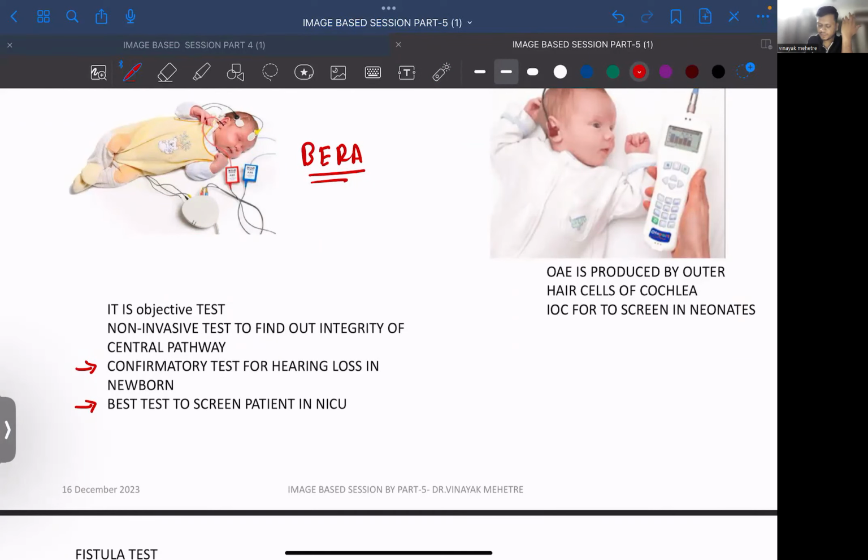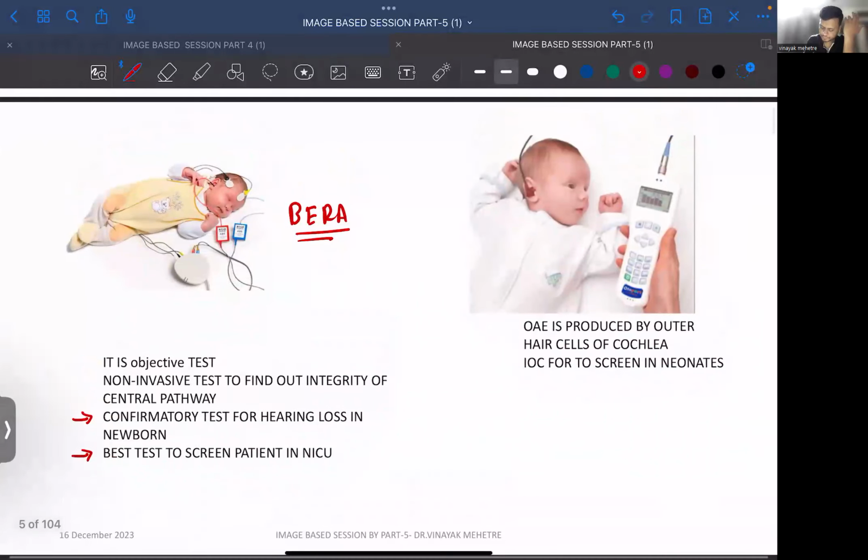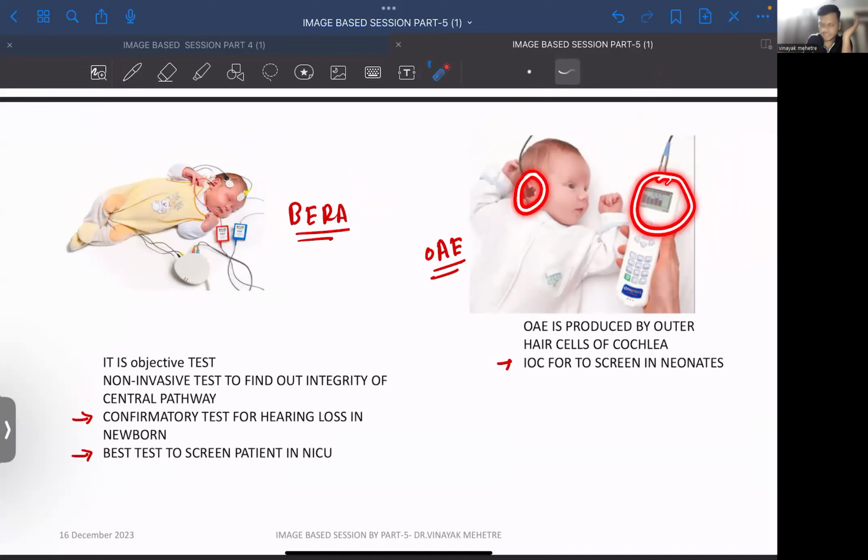Which is the screening test? That is otoacoustic emission. A single probe going in the ear with a monitor is called otoacoustic emission. How is BERA? One probe going in the ear and some probes attached on the forehead. You have to remember the images. Images have been asked.